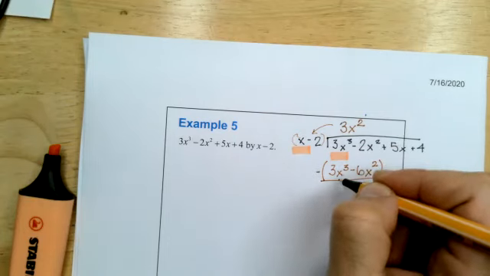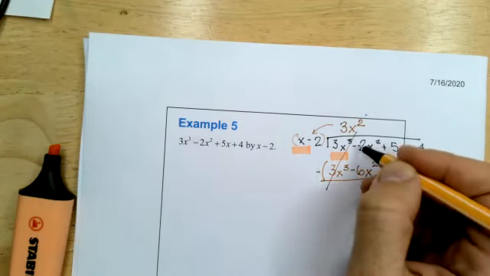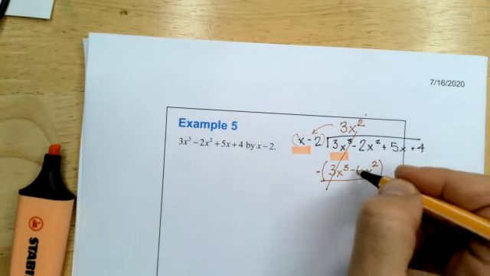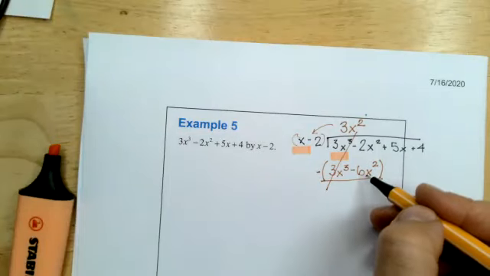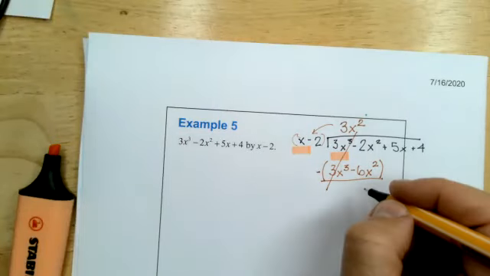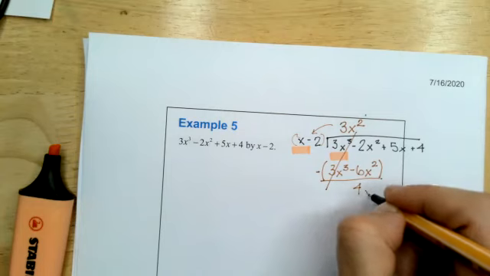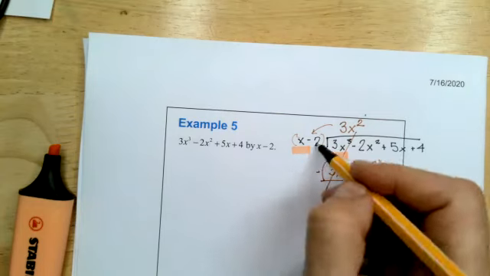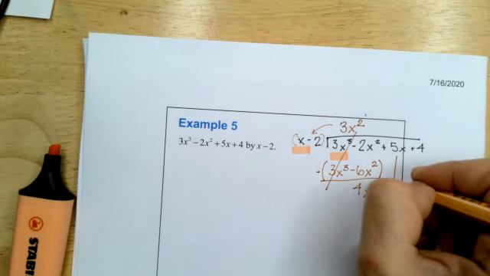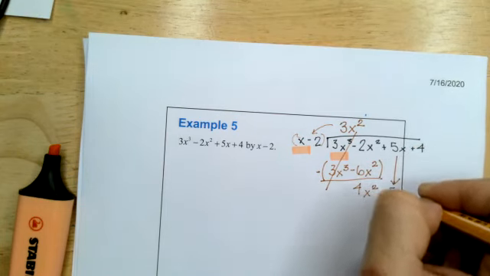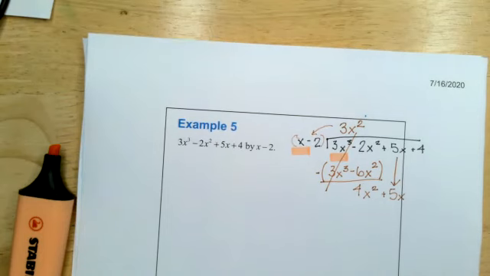So 3x cubed minus 3x cubed cancels. Negative 2x squared minus a negative 6x squared. Minus a negative means plus, right? So we're taking 6x squared and we're subtracting 2x squared, and we get 4x squared. Because this has two terms, you want this to have two terms. So we're going to bring down the positive 5x and put it right next to it, okay?